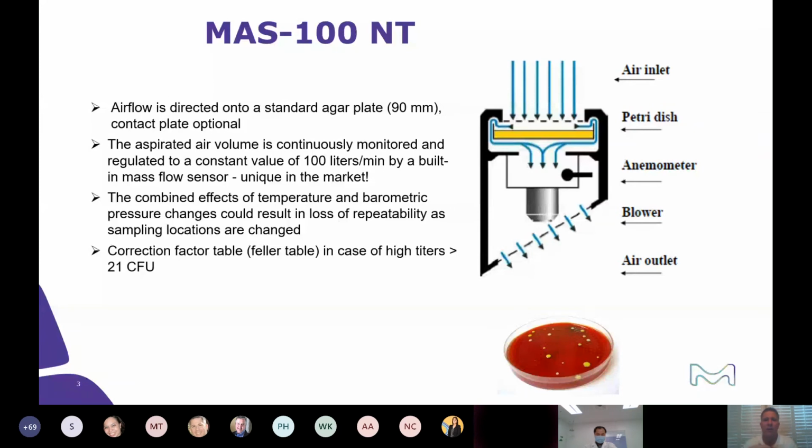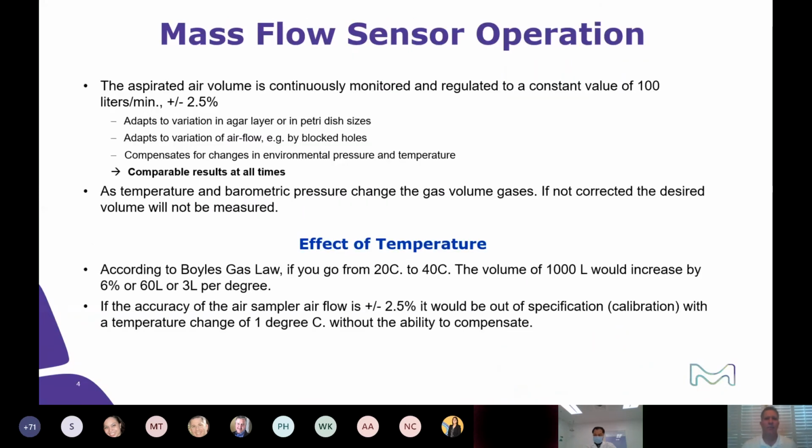And as the flow is being read through that mass flow sensor, the volume is constantly being adjusted to reach 100 liters per minute. And then combine that with the fact that different pressures and different temperatures affect your air. Instead of measuring air by volume, we're measuring by mass, which allows us to measure the correct amount of a cubic meter, even independent of pressure and temperature. And then also there is a Feller table for higher counts, but we don't have to worry about that, usually in the higher clean room environments.